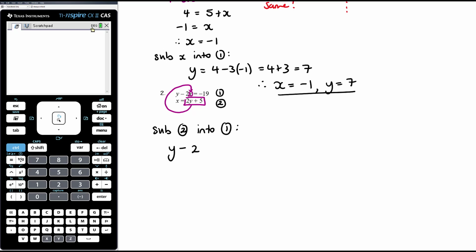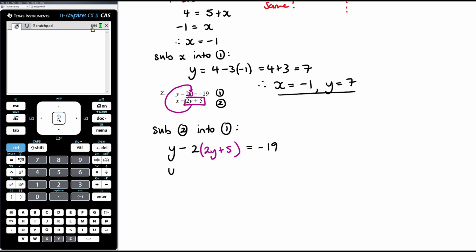So the first equation is y minus 2 times x, but we know that x is the same as 2y plus 5, equals negative 19. So in doing that substitution, we now have one equation with just y in it, so we can solve this equation for y, and then once we've got y, we can go back and find x.